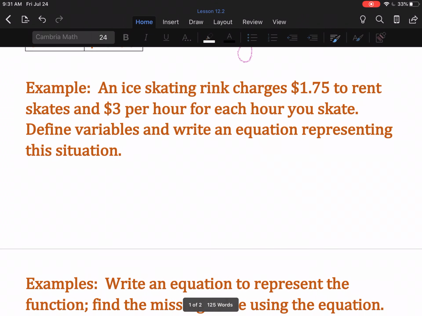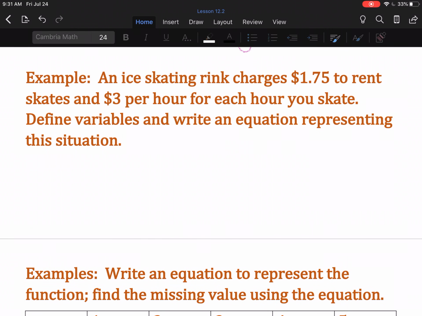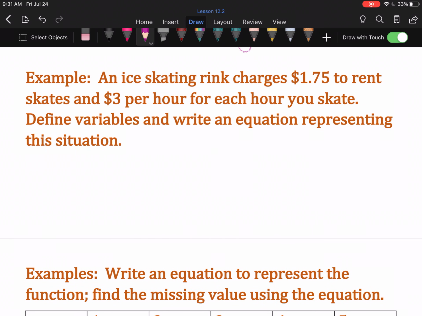An ice skating rink charges $1.75 to rent skates and $3 per hour for each hour you skate. Define variables and write an equation representing the situation. So when you see define variables, that means a let statement. So let's see. We're probably going to be talking about cost, c, because I see money. And I see something in here about $3 per hour. So I probably need a number of hours.